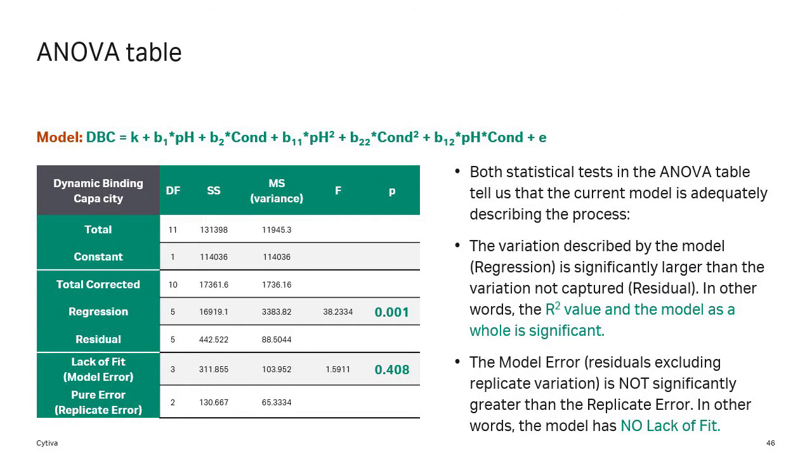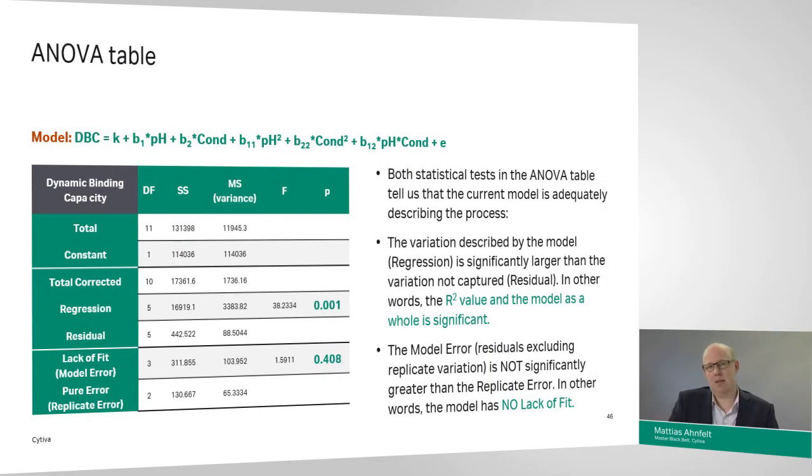We do want to capture the majority of the variation in our polynomial model and not have the majority of variation sitting in the residuals. So this tells us that we have a statistically significant R2 value, more or less.